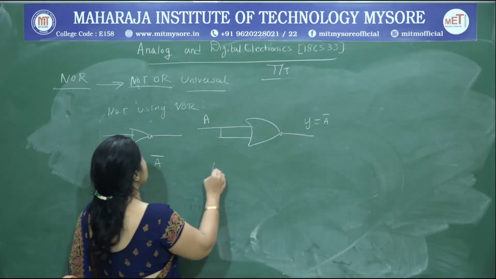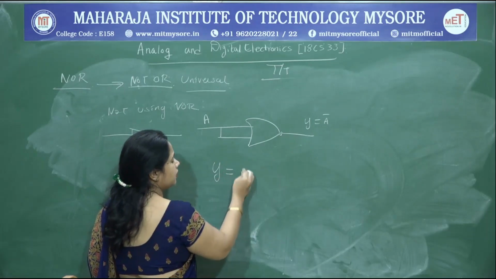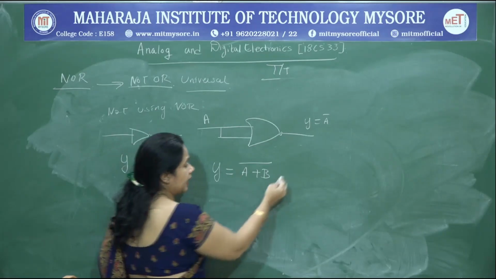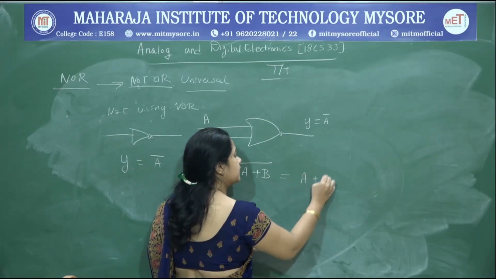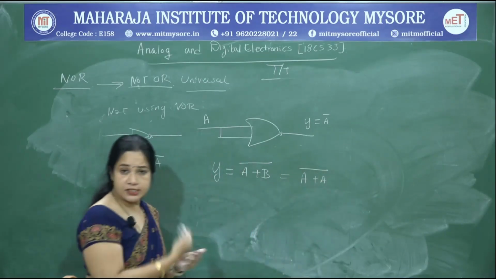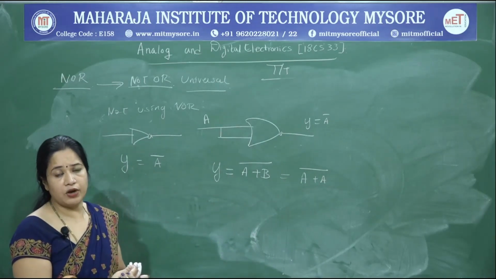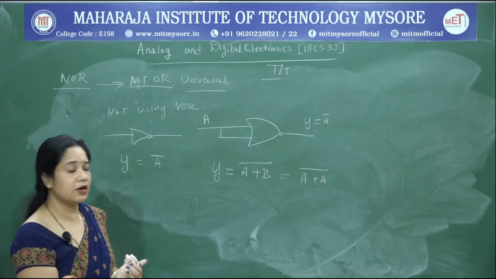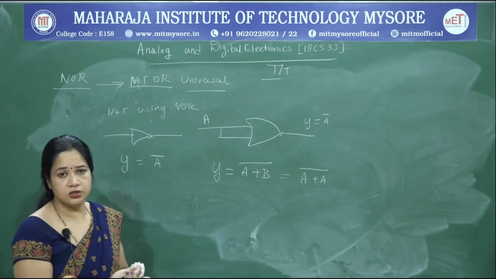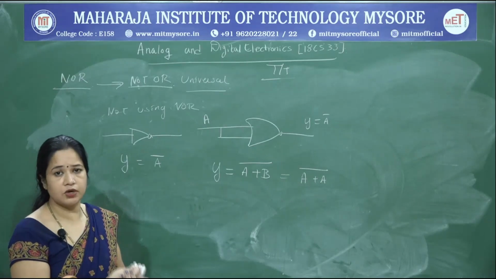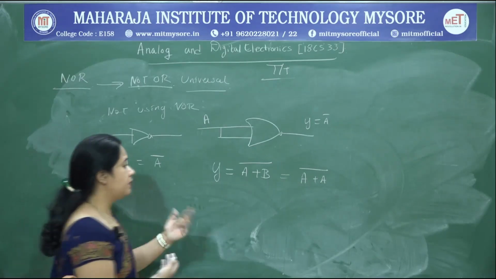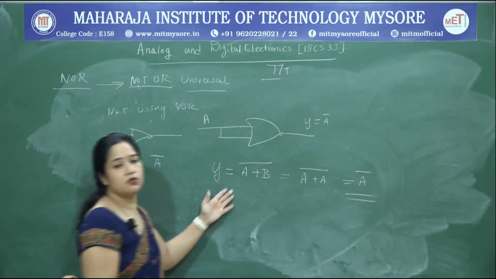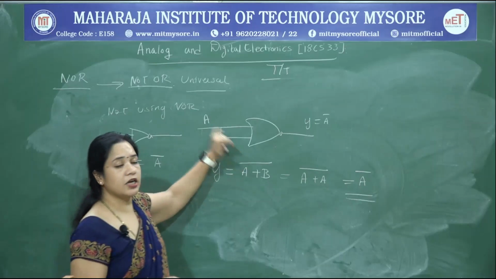What I do here is, Y output is what? (A plus B) whole bar. But here I end up getting what? (A plus A) whole bar. And what is A plus A? From the basic laws of Boolean algebra, A plus A is always A. That is, 0 plus 0 is 0, 1 plus 1 is always 1. So, A plus A is A, and this ends up becoming A bar. This is how I realize a NOT gate using NOR.